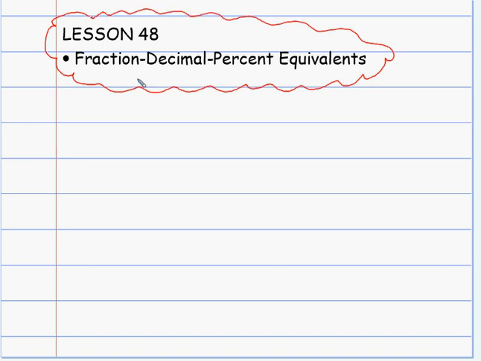And today we're just going to tie together what you already know how to do. How to convert a fraction to a decimal, or a fraction to a percent, or a decimal to a fraction, or a decimal to a percent, or a percent to a fraction or a decimal. Okay, and the way that'll happen is it'll be in a chart, a table, and it'll say fraction, decimal, percent, and you just convert between the two or three categories.